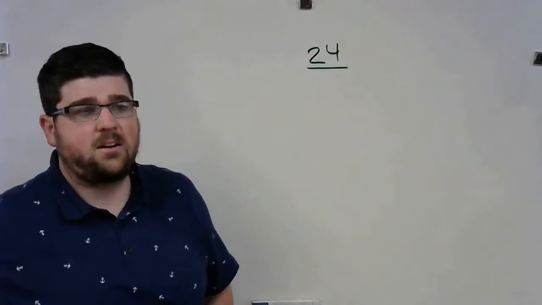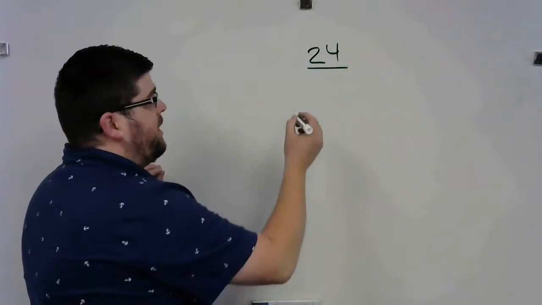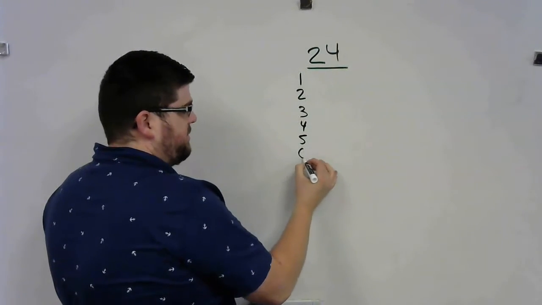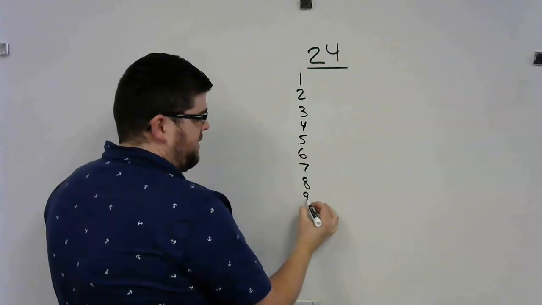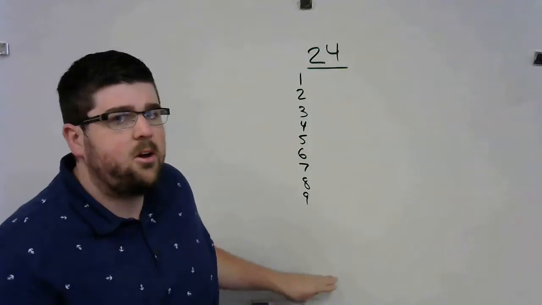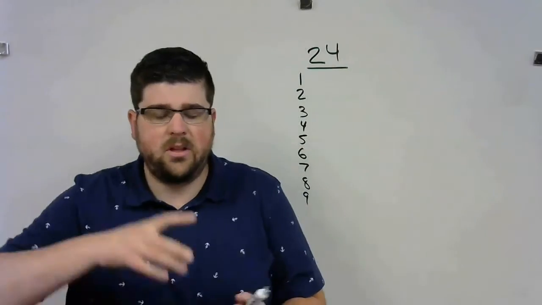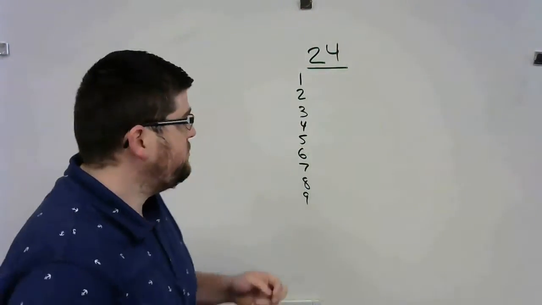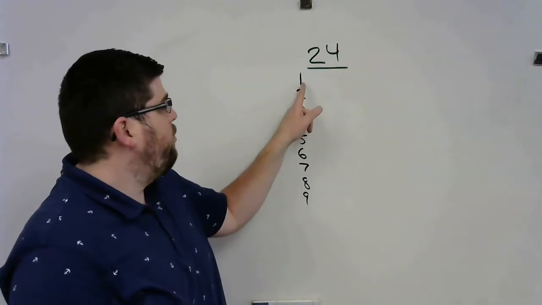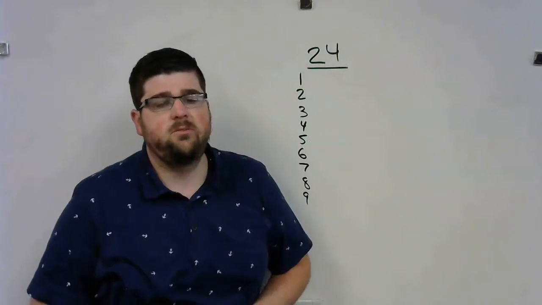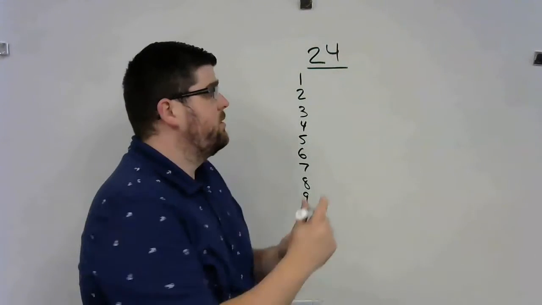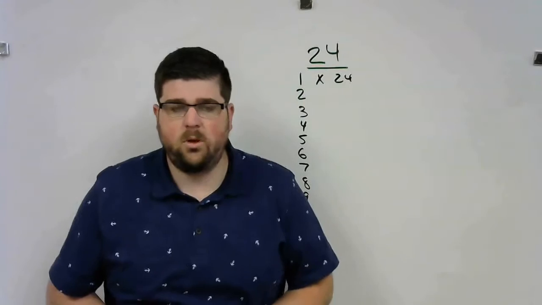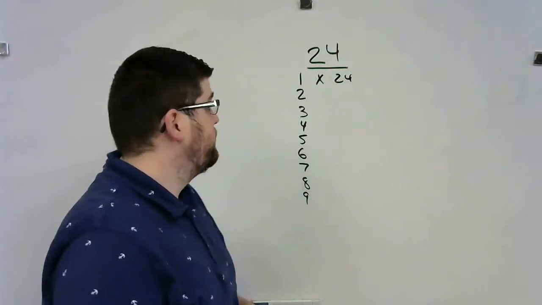So how I would find the factors of 24 is I'd write 24, and then I list them down. 1, 2, 3, 4, 5, 6, 7, 8, 9. And you could, in theory, go on and on if the numbers were bigger. But in 4th grade, 1 through 9 will get you wherever you need to go. So first I start with 1. Can 1 go into 24 evenly? Yes, it can. 1 times 24. In fact, every number will have 1 and itself as factors.